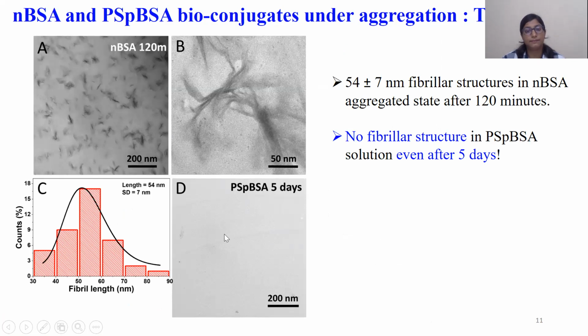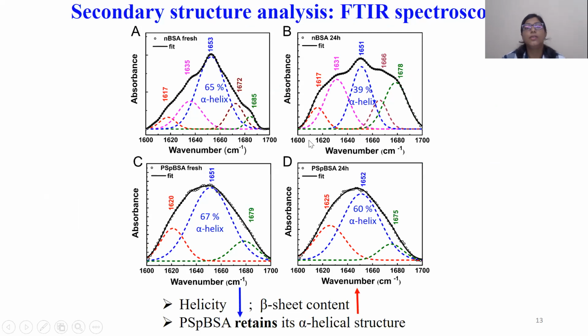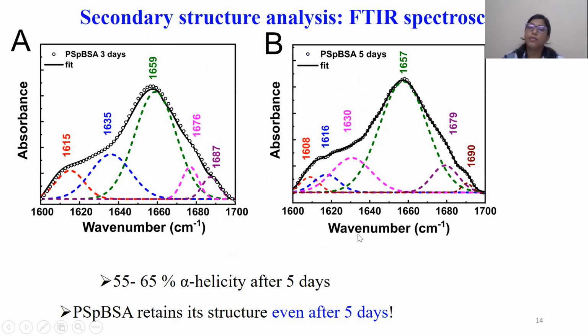there is almost no fibrillar type of structure present in the sample. To understand the secondary structural information of the proteins during the aggregation condition, we performed a detailed FTIR study and further deconvoluted the data. We found that after 24 hours under the aggregation condition, native BSA shows a decrease of helicity and a significant increase in beta sheet content. So the fibrillar structures are beta sheet in nature. The polymer surfactant conjugated BSA retains its alpha helical structure after 24 hours, and if we look at the FTIR spectra, even after 5 days, it retains its 55 to 65% alpha helicity character.